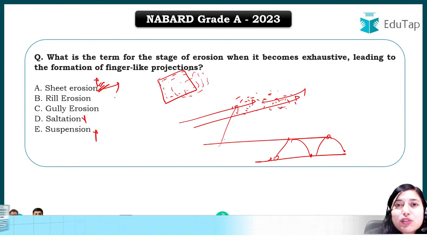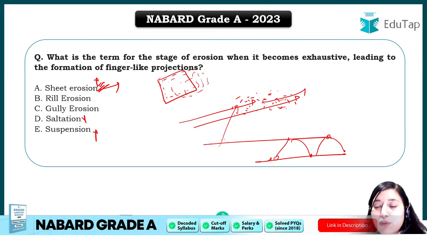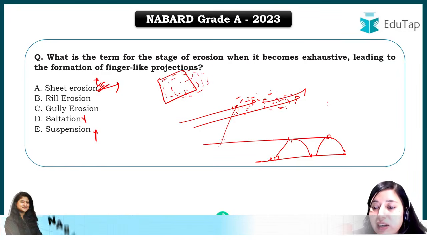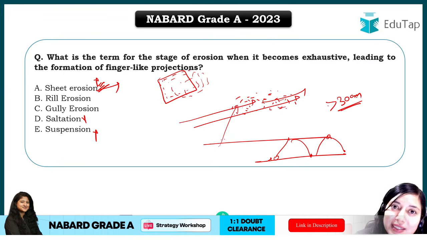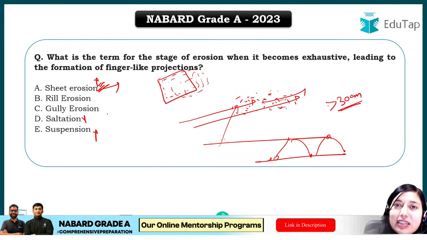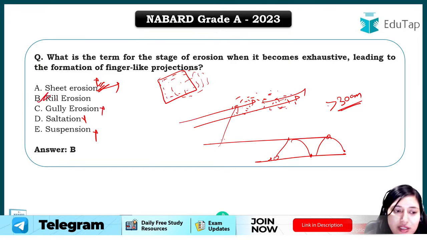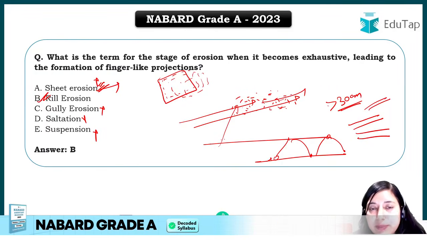Then we have gully erosion. What is gully erosion? It is an extensive form of erosion where gullies are formed, and the depth of these gullies is more than 30 centimeters, right? And it is not easy to cure; it's not possible to cure these gullies once they are formed, right? So it is not the answer. The answer will be rill erosion, because in rill erosion small finger-like projections or small channels are formed on the surface, and these can be cured if we do plowing over that field or that piece of land, right?